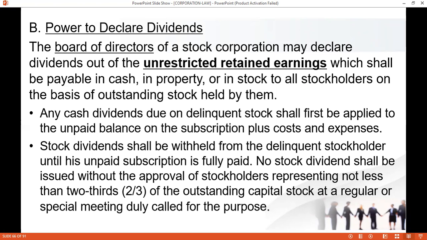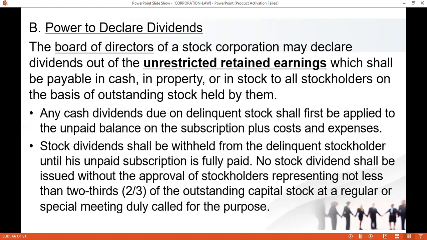So any cash dividends due on delinquent stock shall first be applied to the unpaid balance on the subscription plus costs and expenses. So kapag meron delinquent ka, kapag nag-declare nga ng dividend, i-apply mo na doon sa unpaid balance sa subscription. Stock dividend shall be withheld from the delinquent stockholder until his unpaid subscription is fully paid.